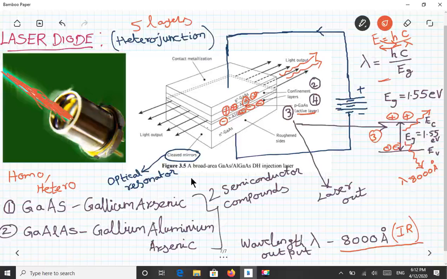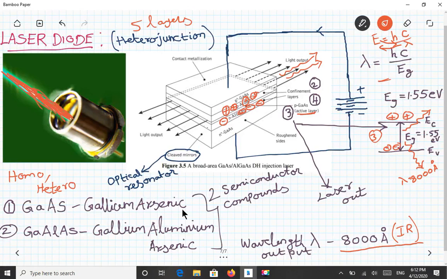But both will give the light output in the IR region only. It is not in the visible range, though visible range is also available. As you see in our physics lab, you will see a red laser light, which is in the visible region only, not in IR. You will get a normal red light from that, which you might have seen in our physics lab.